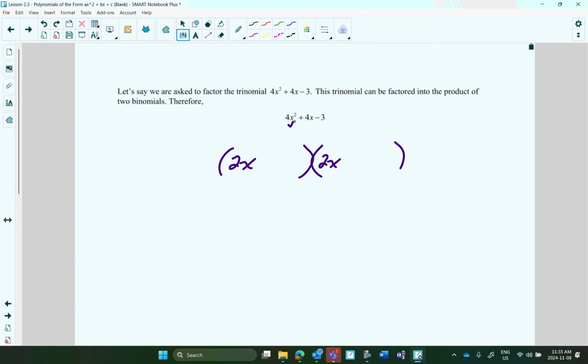So I know that's going to work. Give me a pair that multiplies to -3. So +3, -1. So that works. Now I got to check it. How do you check it? Do your rainbow. What's 2x times -1? What's 3 times 2x? Combine those two. Got it. So you got it on the first shot. That's our answer.